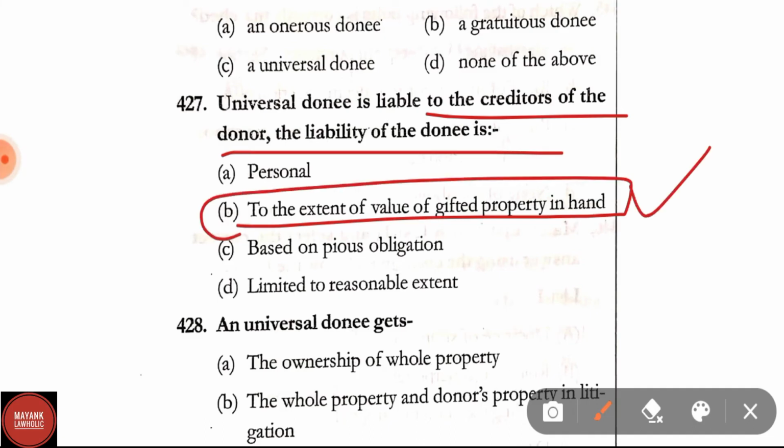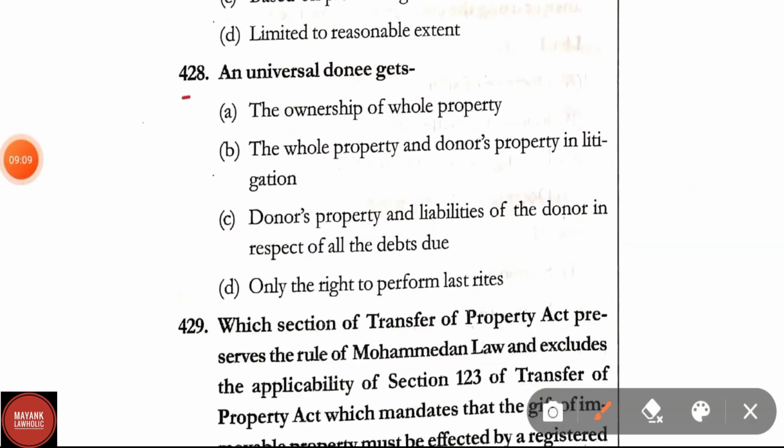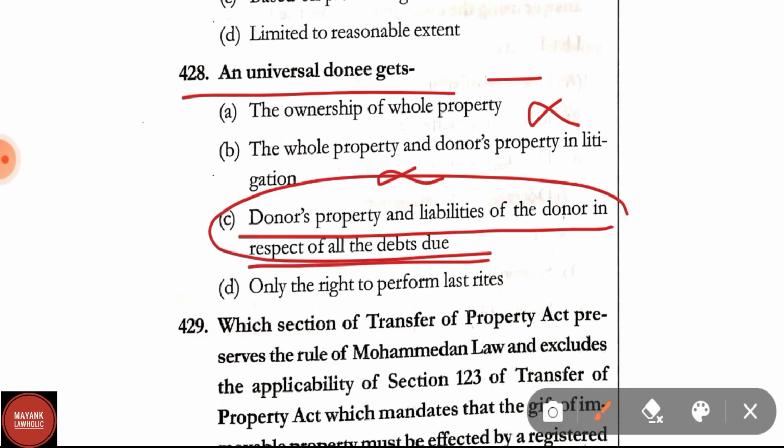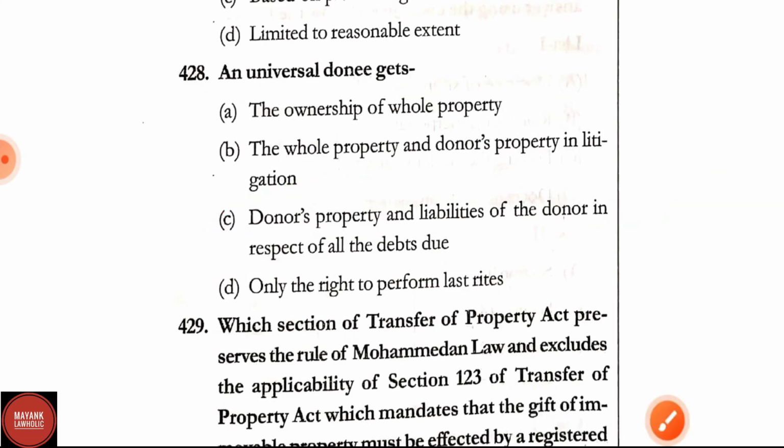B is the correct answer. Question number 428. A universal donee gets the ownership of the whole property, the donor's property in litigation, and liabilities of the donor in respect of all the debts due. C is the correct answer.